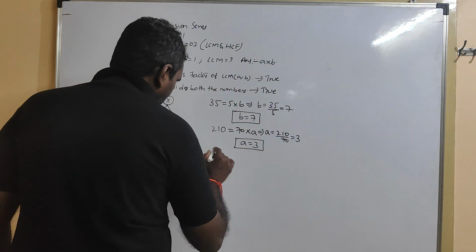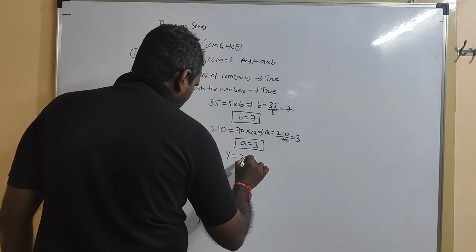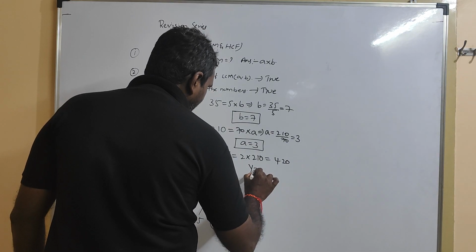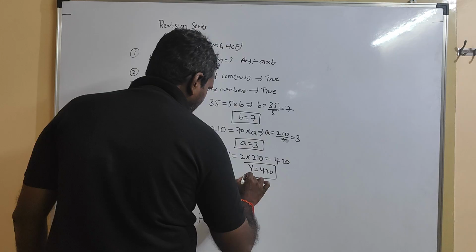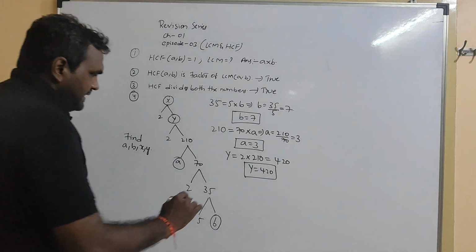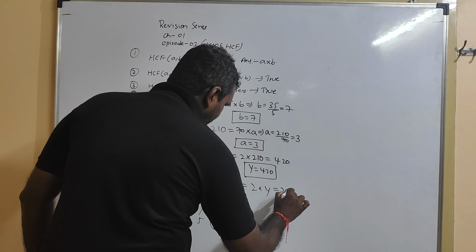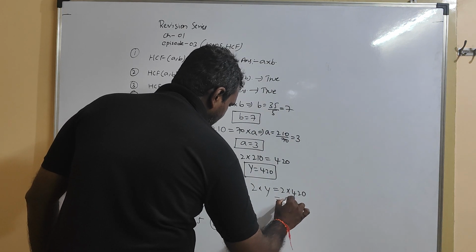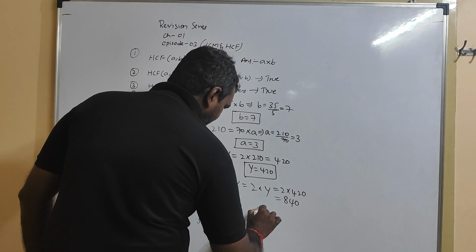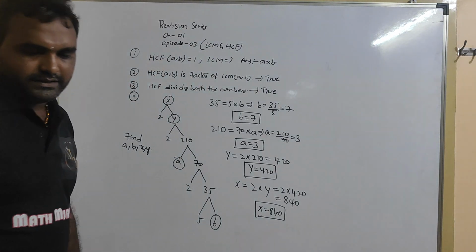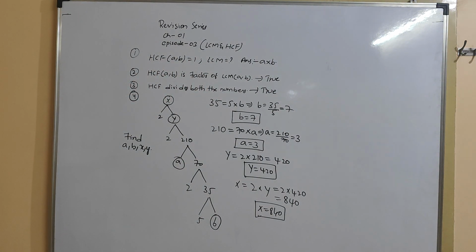And next, y is written as 2 into 210, that is equal to 420. So I got y as 420. And next, x is written as 2 into y, that is 2 into 420, that is 840. Therefore x is equal to 840. Like this you have to find x, y, a, b. Am I clear regarding this?